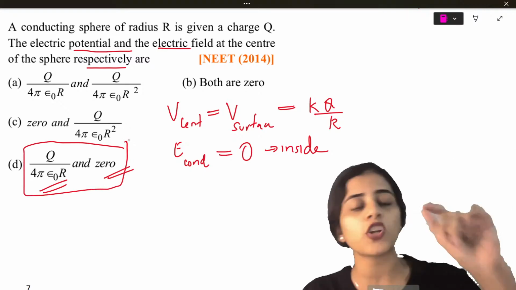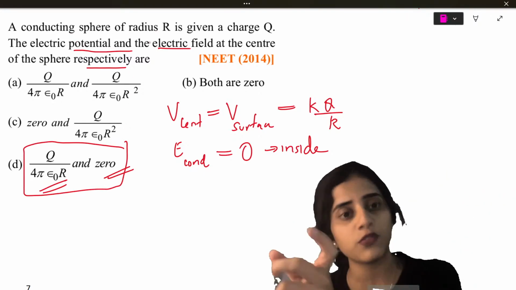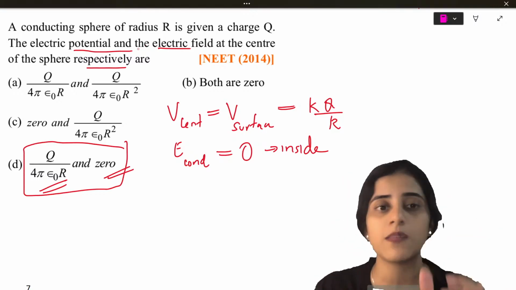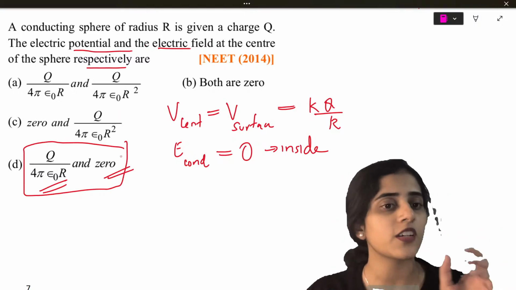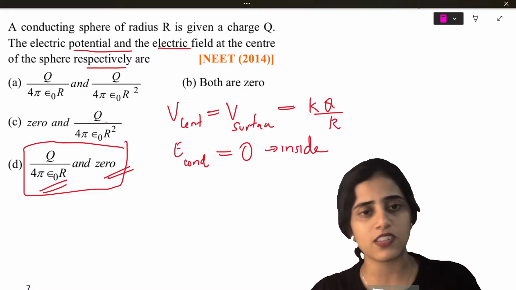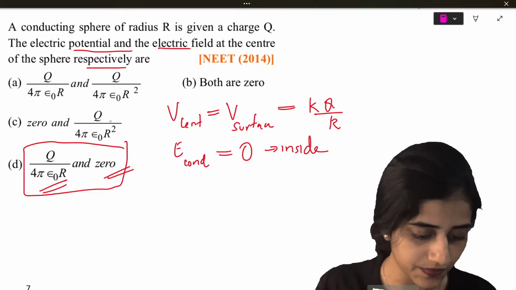Why is it not option C? Because first potential, then field. Look at the order in the question. It's very important. The order in the question is very important. Anyway, C is otherwise also wrong, but still, I'm just saying.